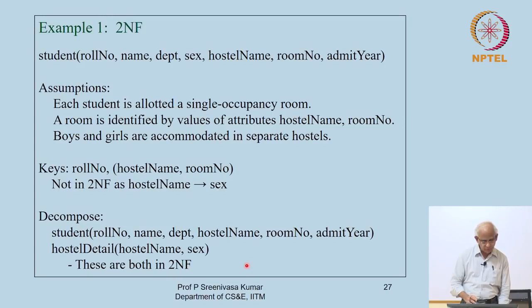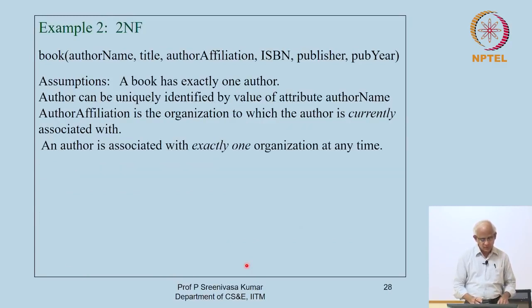To give another example, look at this. We have information about books: author name, title, author affiliation. Author affiliation is an institution to which the author is currently associated with. Then ISBN is an international standard book number, right. So this is another attribute of books, and it is a key actually, and then publisher and publishing year.